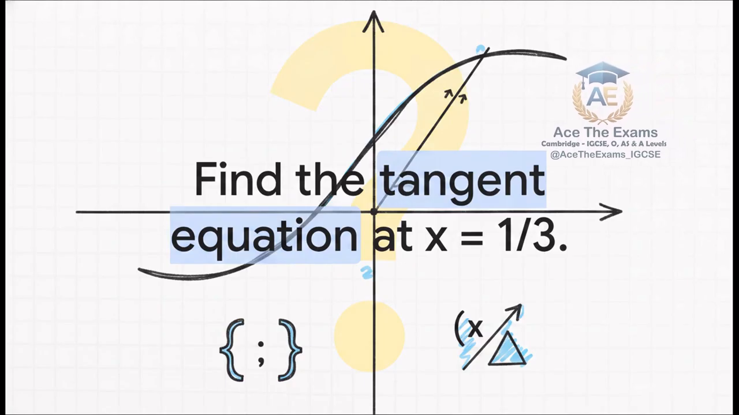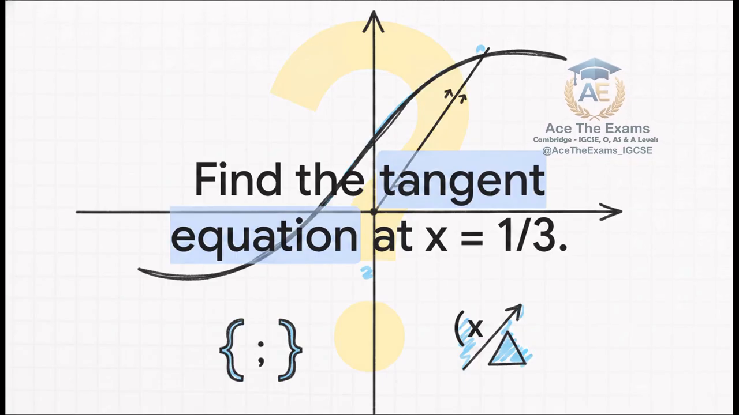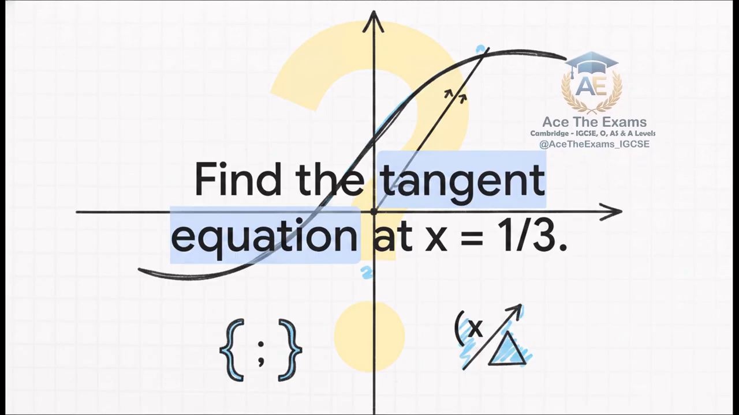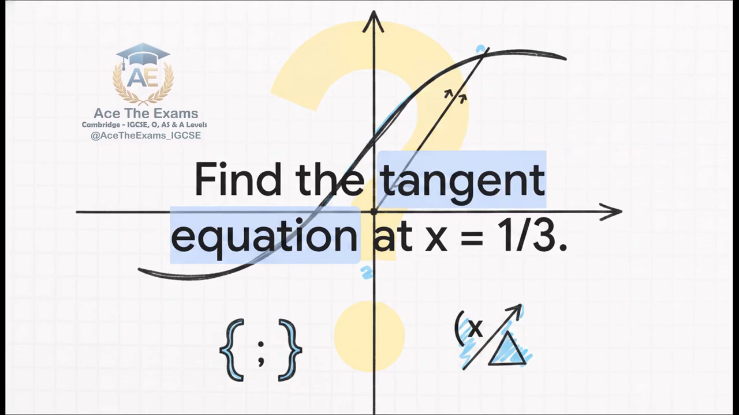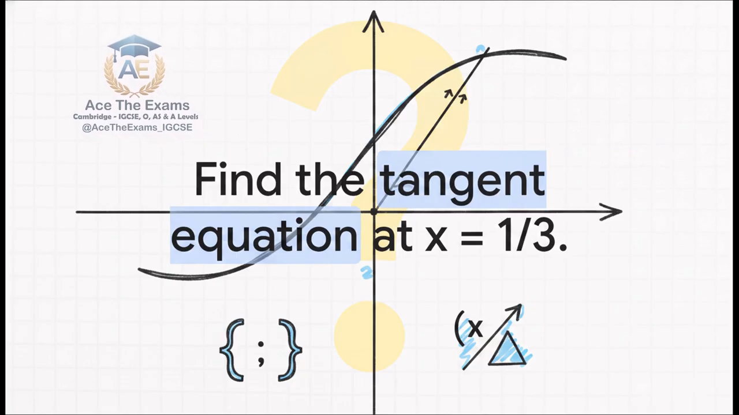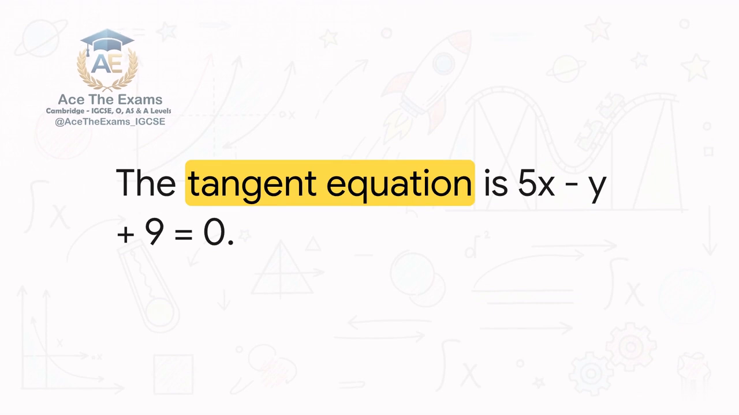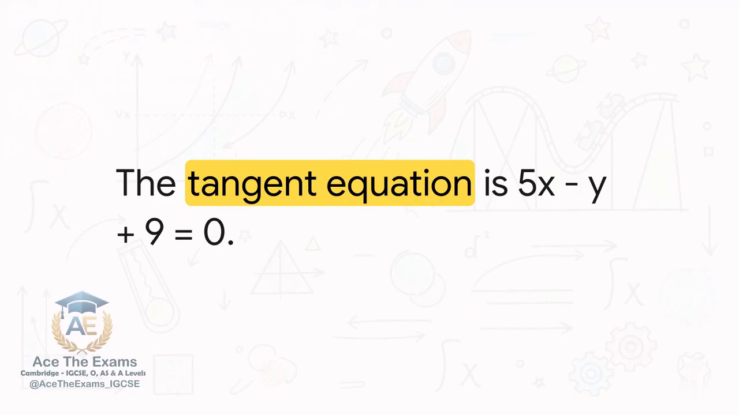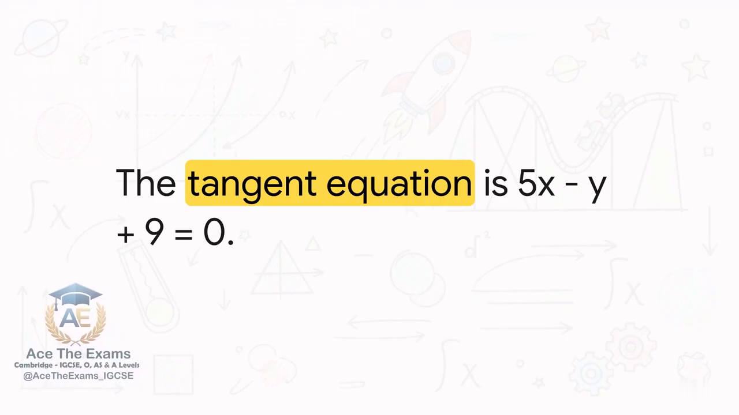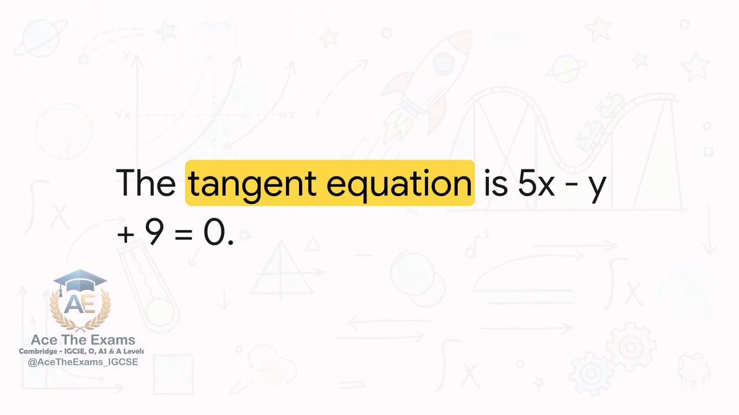This right here is a classic Cambridge exam scenario. We're given a curve equation and an x-coordinate, which is 1/3, and we have to find the equation of a straight line that perfectly grazes the curve at that exact spot. By substituting x equals 1/3 into our newly derived gradient, we smoothly arrive at the final tangent equation, 5x minus y plus 9 equals 0. Notice how clean that final format is? There are no messy fractions anywhere, just pure mathematical elegance.